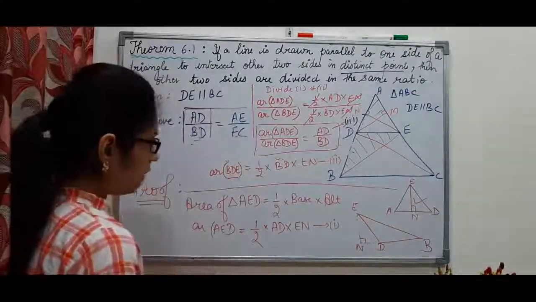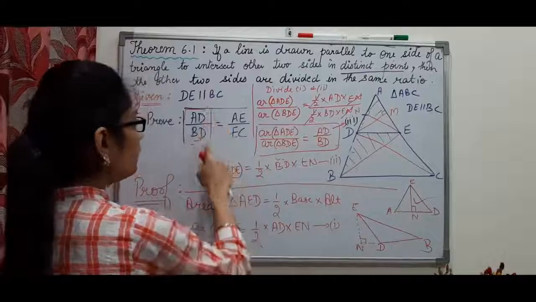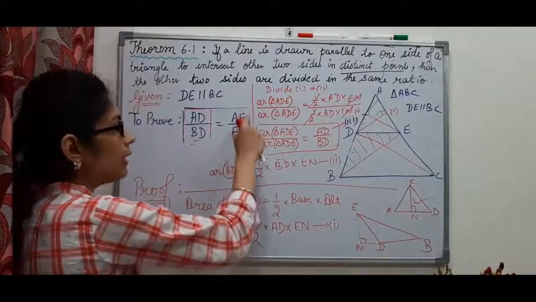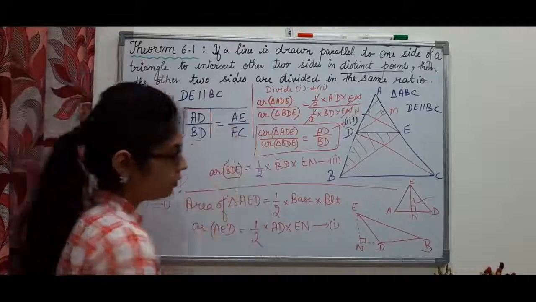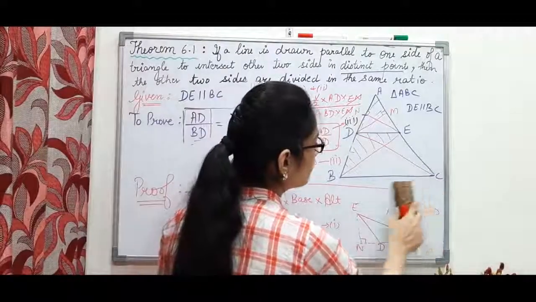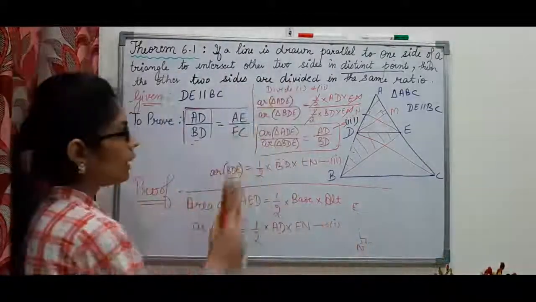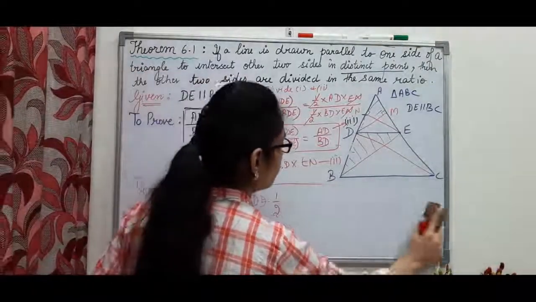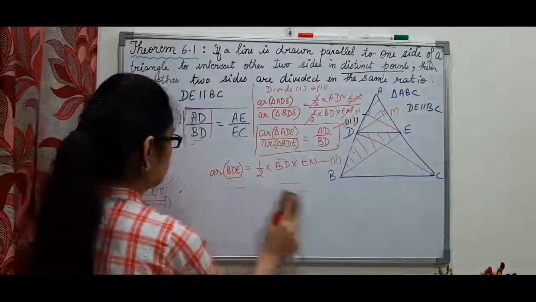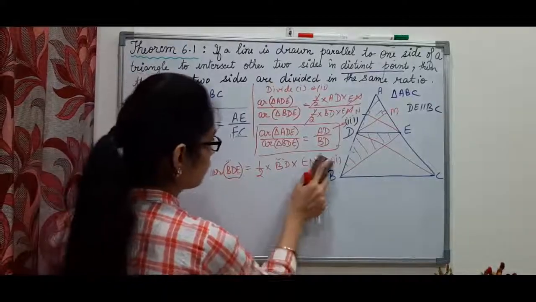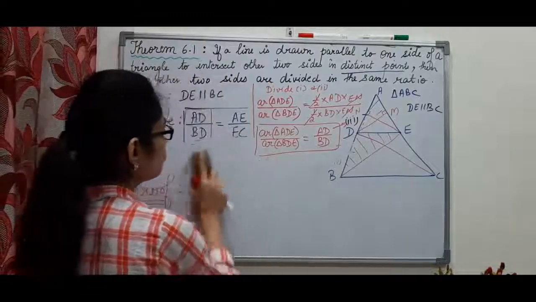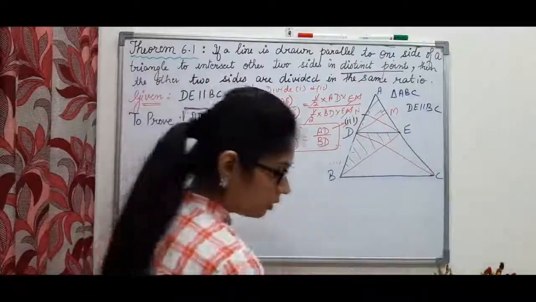So till here we have got this thing. I have got AD upon BD. Now I need AE upon EC. So we'll use different triangles in which I have these two sides, AE and EC. So again I will draw two rough triangles in which these two sides are present.